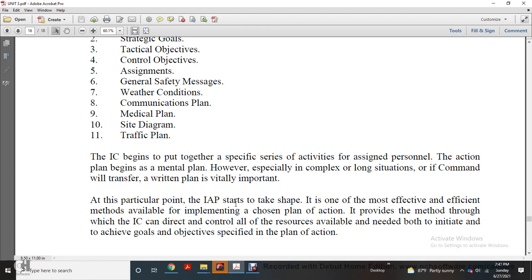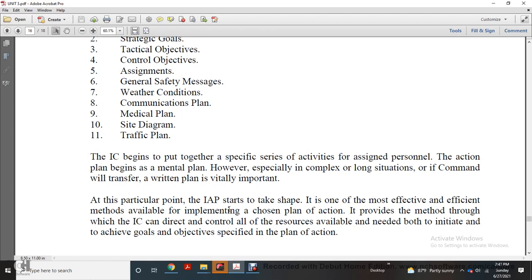Incident command begins by putting together a specific series of activities and assigning personnel to the action plan. It begins as a mental plan. However, especially in a complex, long situation, command will train with a written plan, which is vitally important, particularly for the incident action plan. Start with it taking shape.